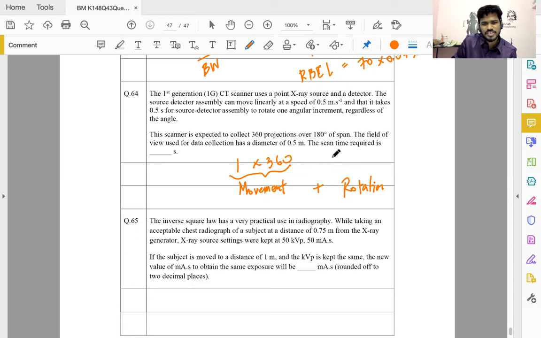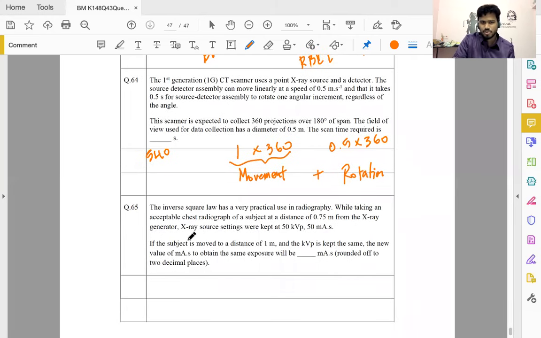Seconds corresponding to rotation: one rotation takes, I suppose, 0.5 seconds, into 360. So 360 plus half of 360, I suppose that is 540. Okay, that is fine. Here, if you miss this question, you are to blame. Anyone.